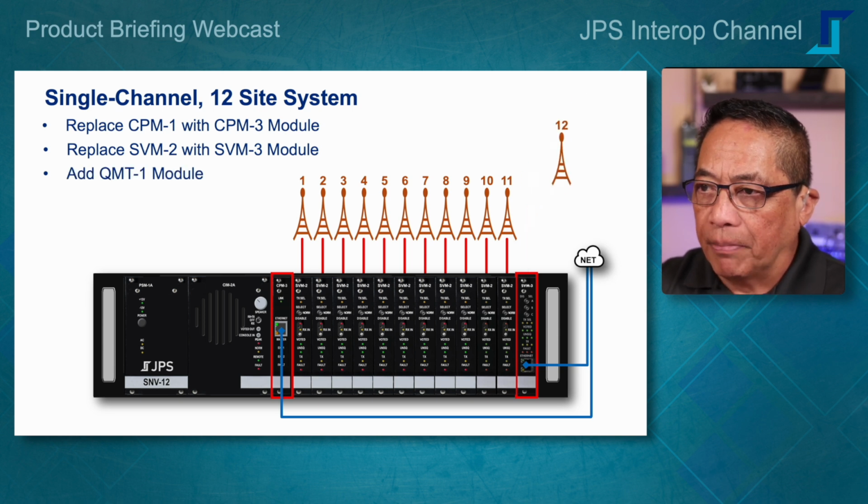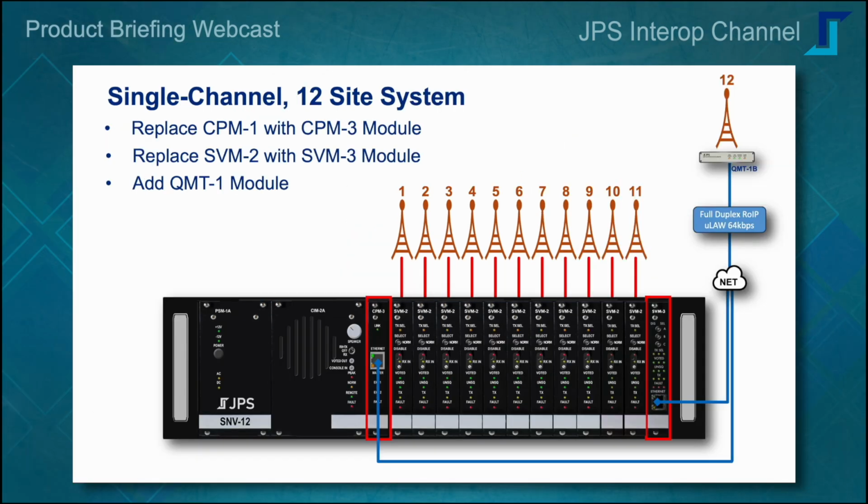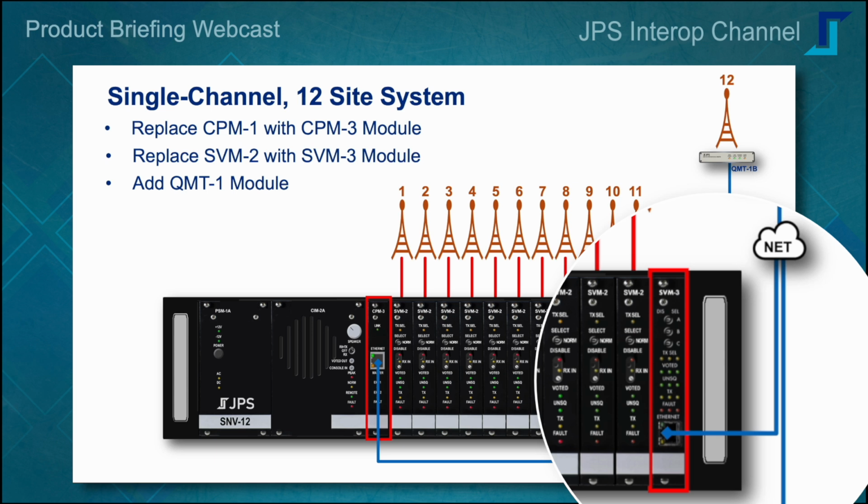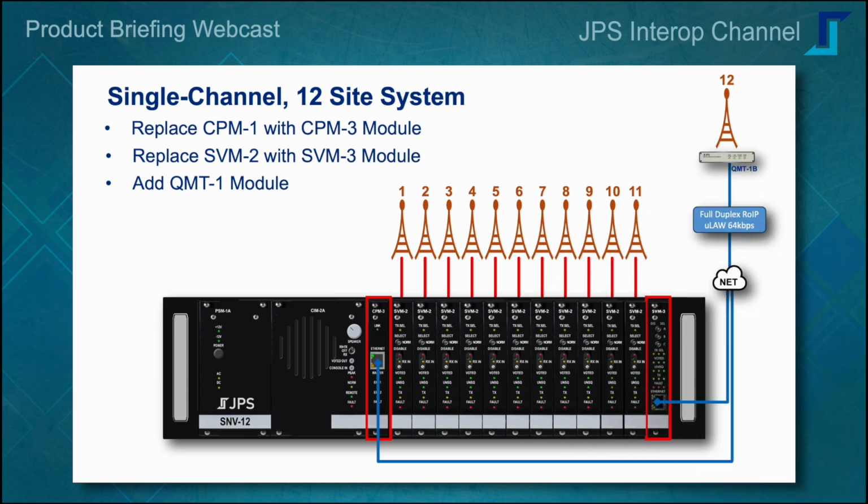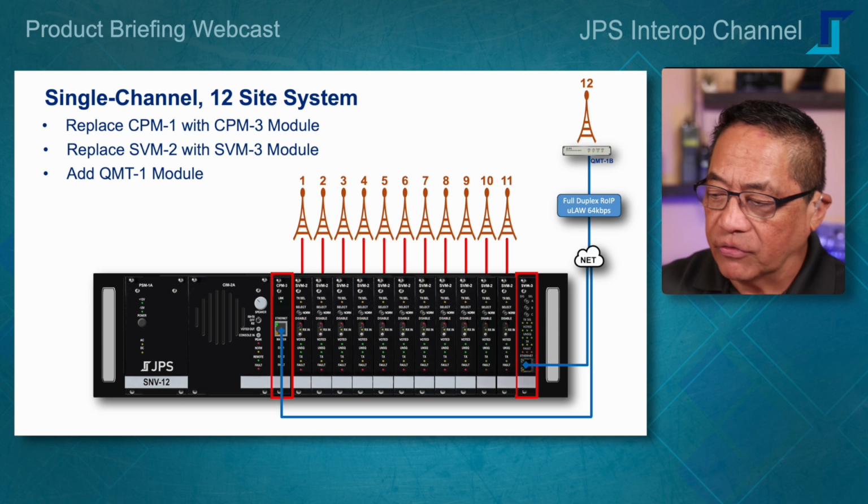What's interesting about the SVM3 module, if you look closely, though I think it's hard to see here, is that there are 3 of everything. There are 3 mode switches, 3 sets of voted LEDs, and 3 sets of unsquelched LEDs, because that module can support 3 sites. If you look at the SVM2, it's 1-to-1. We can only support 1 site. With the SVM3, we can support 3.